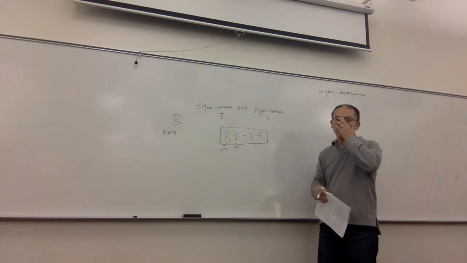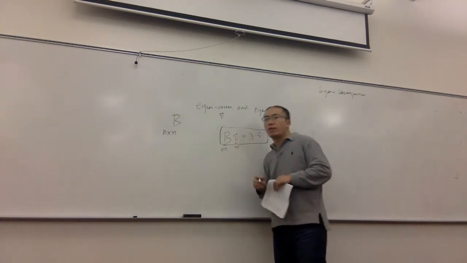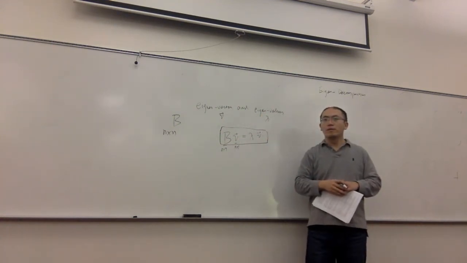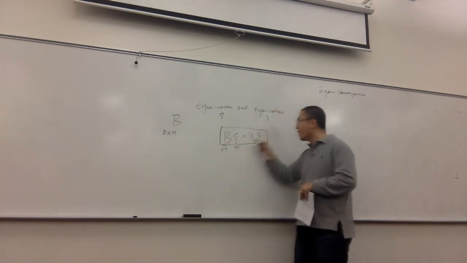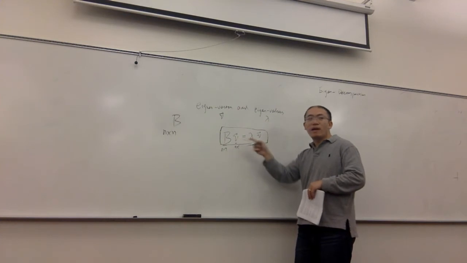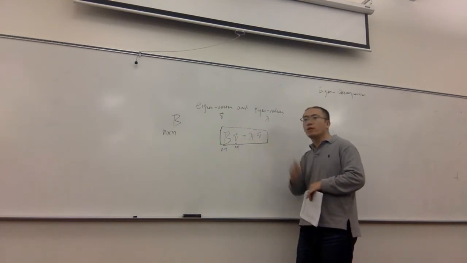The question is that eigenvectors and eigenvalues are not unique. You can imagine, even for a specific eigenvalue lambda, how many eigenvectors do you have if there exists one eigenvector?